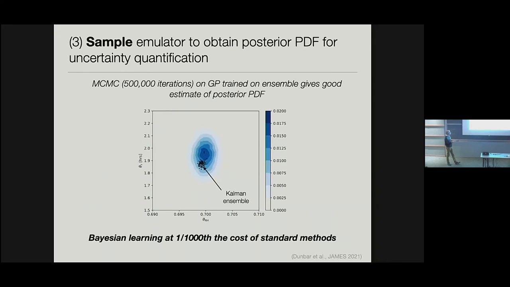The key point here is an ensemble that has collapsed, as is well known in Kalman inversion. The ensemble collapses. It's not a good measure of uncertainty. The posterior density we're getting here is a good measure of uncertainty. This problem is simple enough that we can brute-force compute posterior densities and know this is actually a good Bayesian posterior, computed at roughly a thousandth of the cost of standard methods.